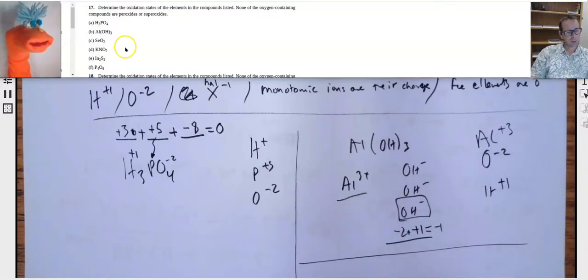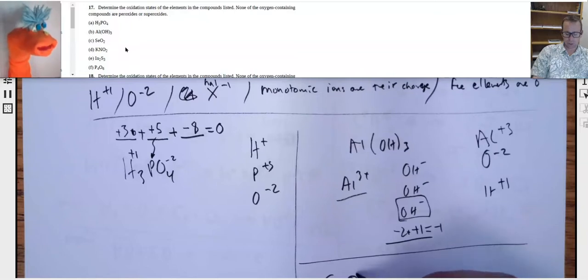Good. Now, selenium dioxide. So the oxidation number for oxygen is what? Minus 2. And there's 2 of them, so it's a contribution of a minus 4. Plus whatever the selenium contributes has to equal, in this case, there's no charge on that species, so it has to equal 0. So it has to be plus 4 for each selenium atom. That's the oxidation number. Okay, good.